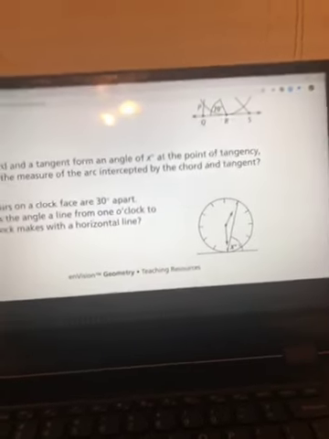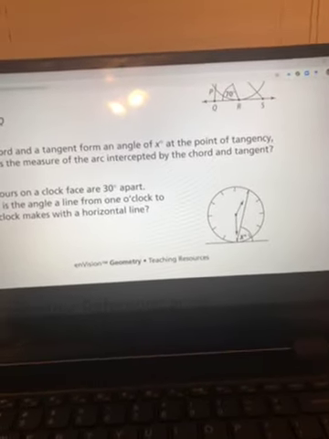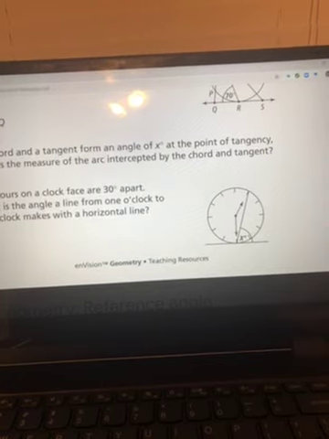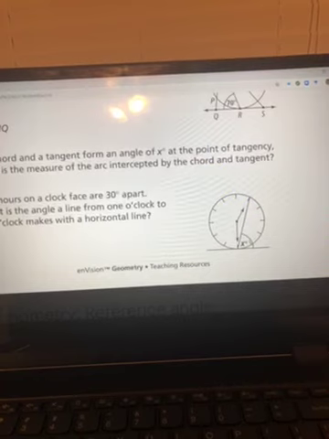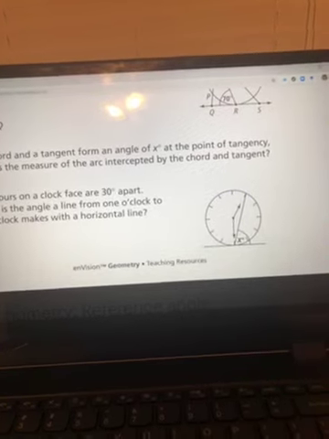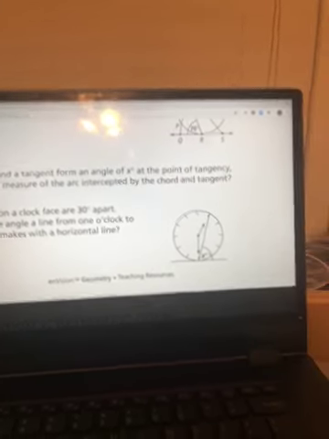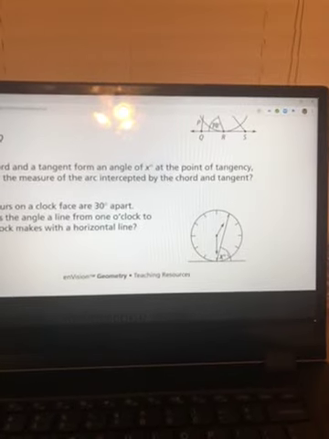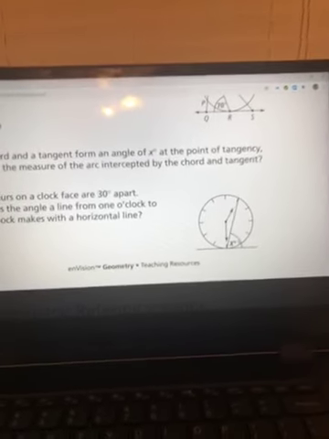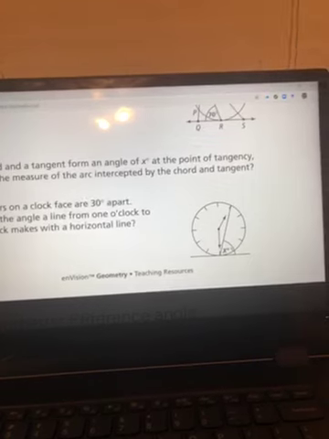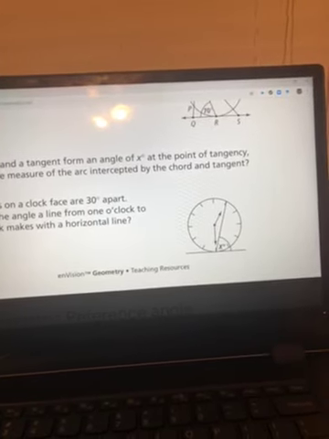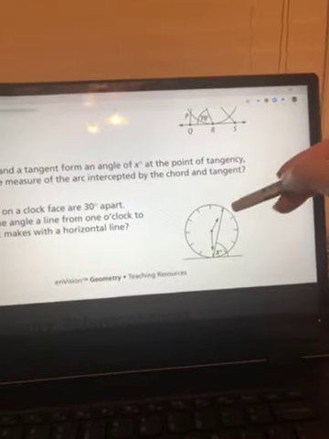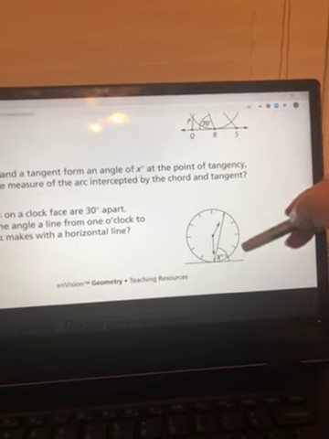Okay, and then 14, the hours of the clock face are 30 degrees apart. What is the angle of a line from 1 o'clock to 6 o'clock? What does it make with the horizontal? Okay, so just think about it as like each tick mark here is 30 degrees.